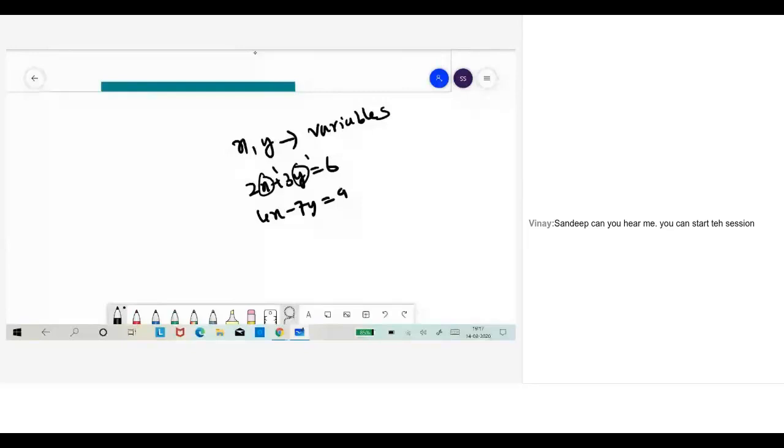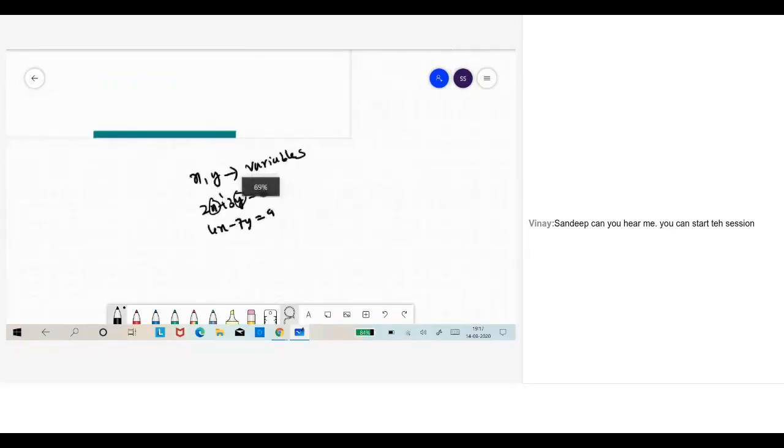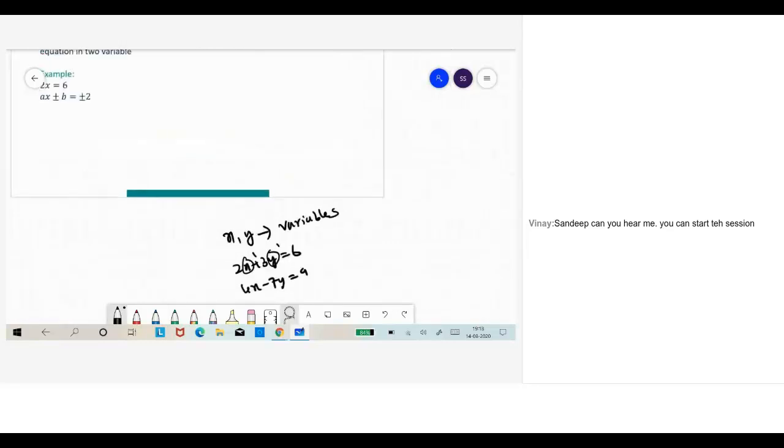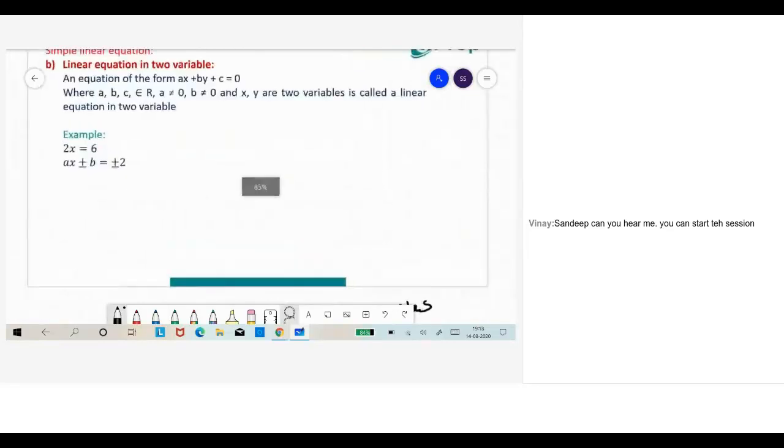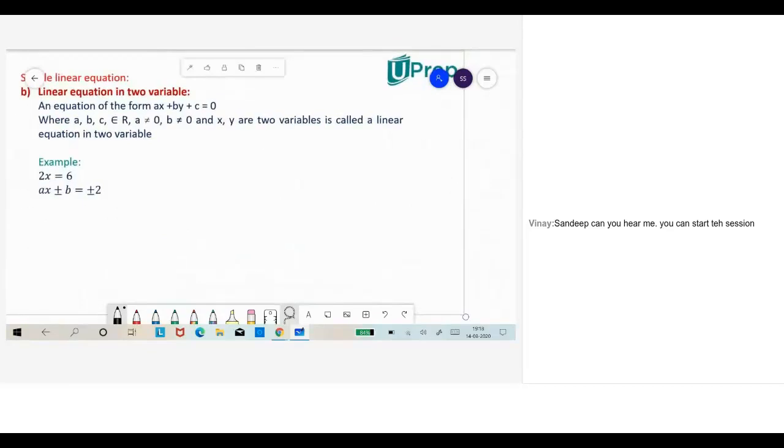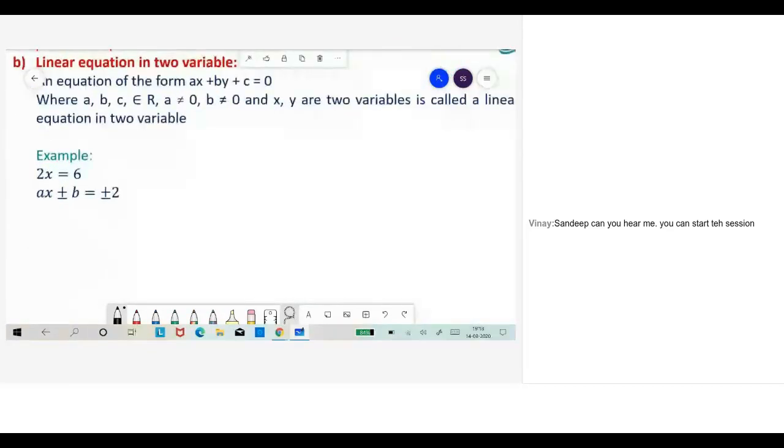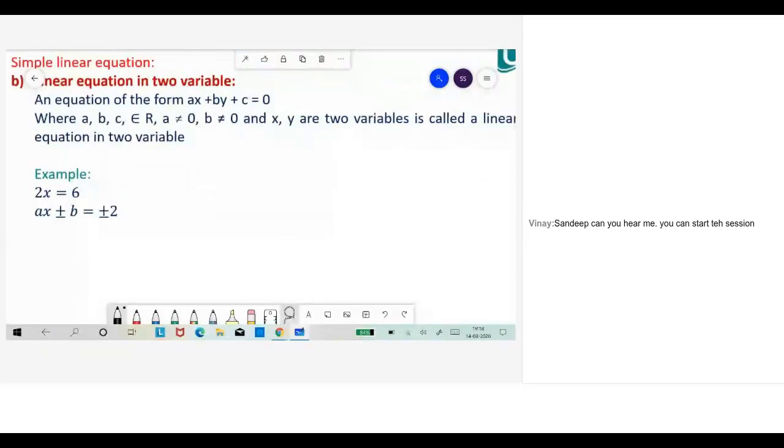Why do we call it a linear equation? Obviously, the degree of these variables is 1. You see that the degree of the variables is 1, so it's a linear equation. Since you have two variables, x and y, that's why we call it a linear equation in two variables. So today's chapter is linear equation in two variables. That's how a linear equation looks.